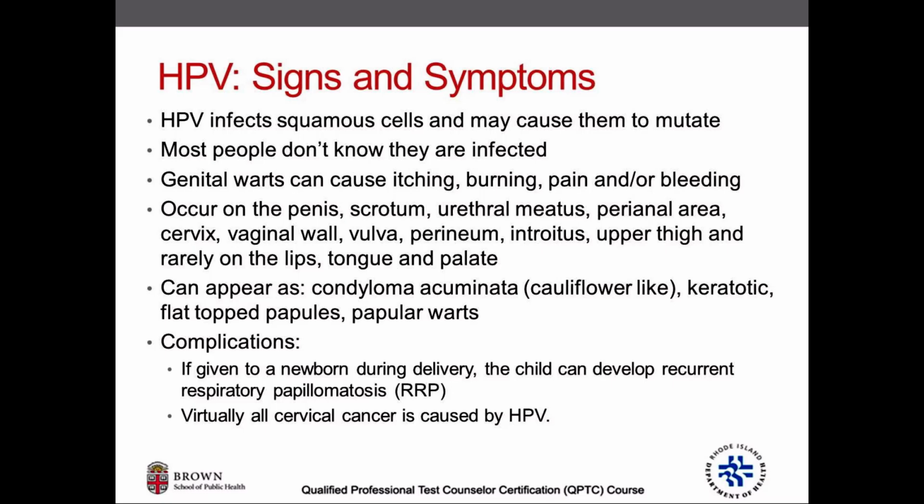In terms of signs or symptoms, genital warts infect the skin cells that are called the squamous cells and cause them to mutate and proliferate. As I mentioned, they can really occur anywhere from the lips, the tongue, the palate, the cervix, penis, etc. They can appear as cauliflower-like, or they can also appear as different papules or other warts. They can really appear as almost anything. The major complication of HPV is that virtually all cases of cervical cancer are caused by HPV.